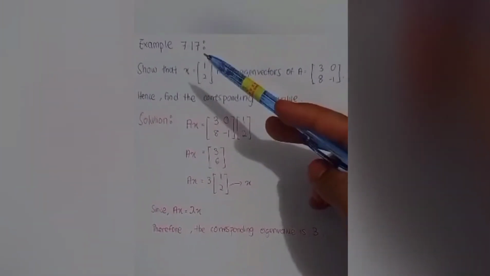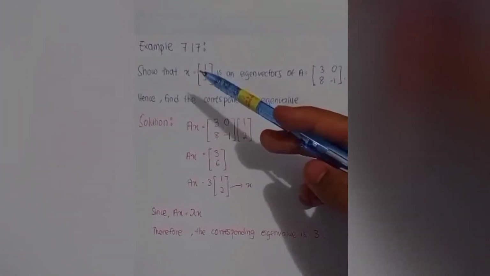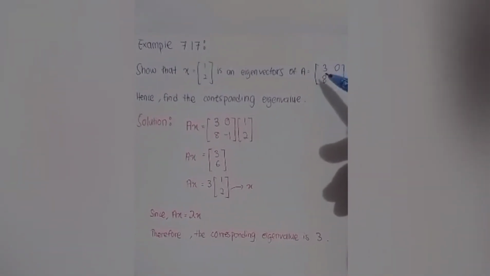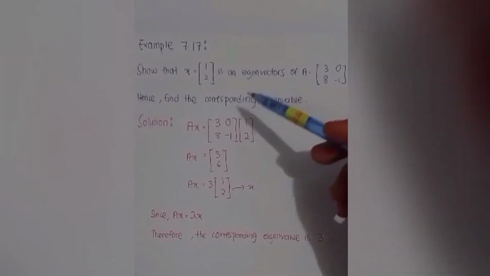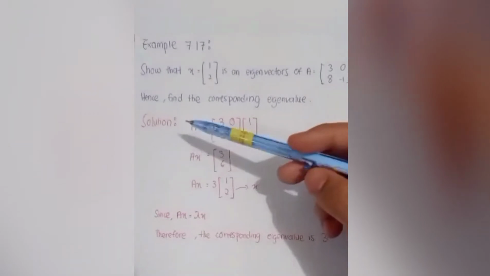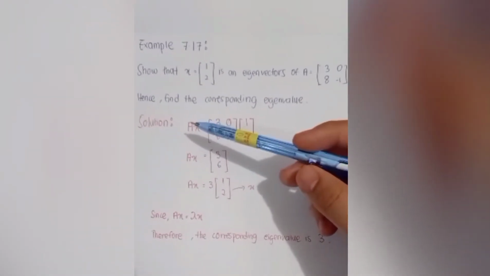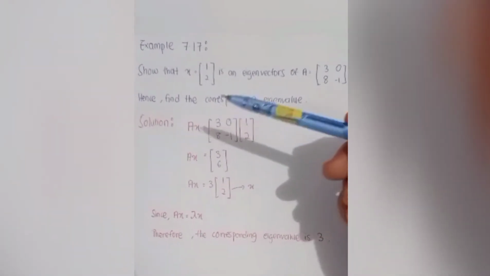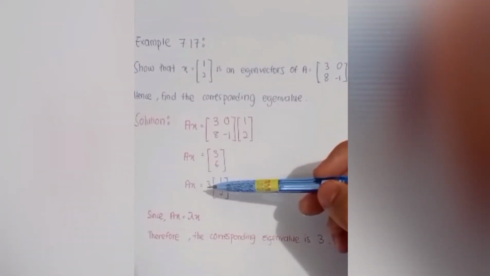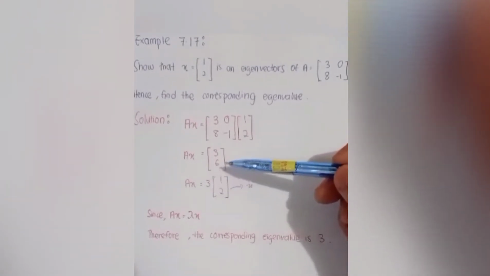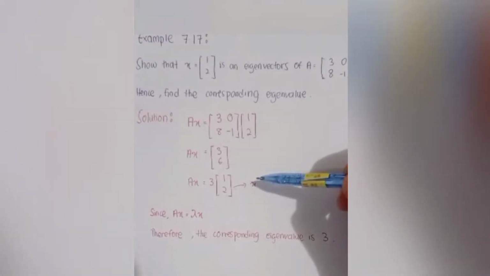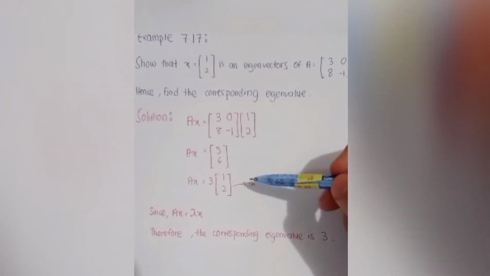Okay, this is example 7.17. Show that x is an eigenvector of A, which is 3, 0, 8, -1. Hence, find the corresponding eigenvalue. Here's the solution. First step is we multiply A and x, and we got this 3, 6. And we factor this value to get the eigenvector x, to show the eigenvector.